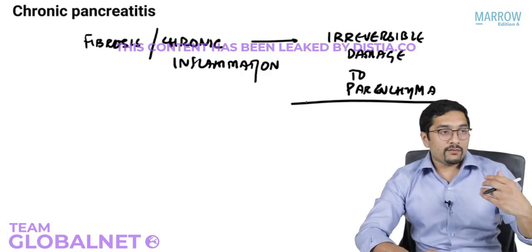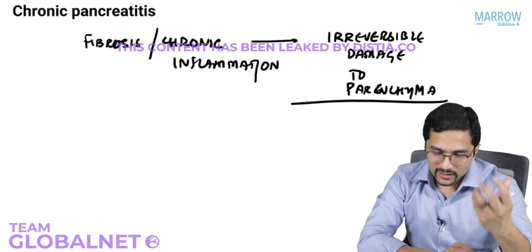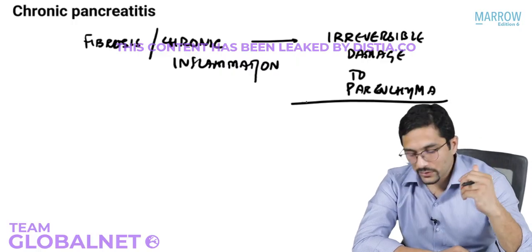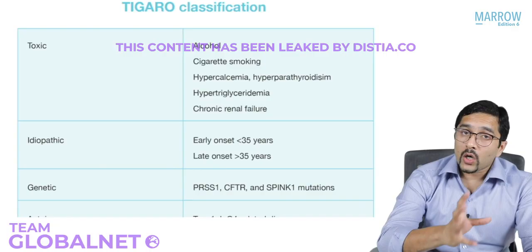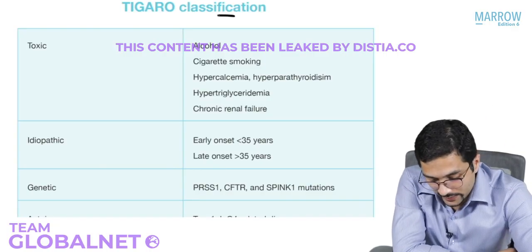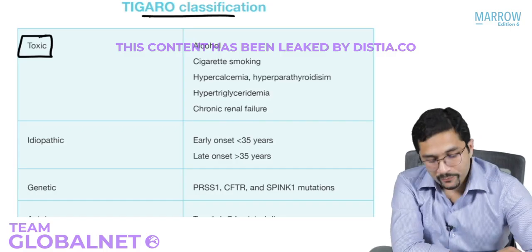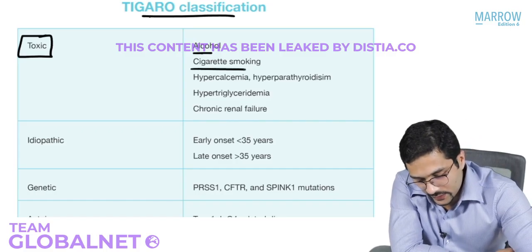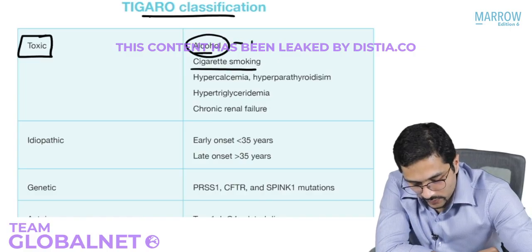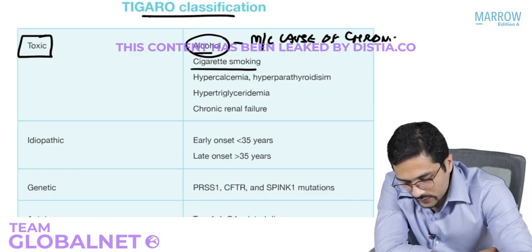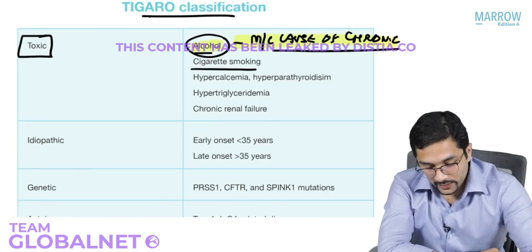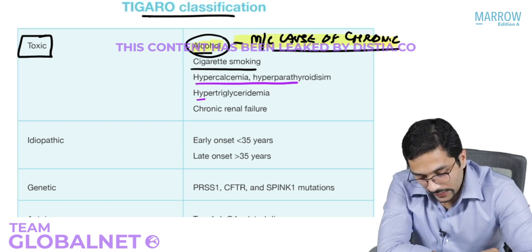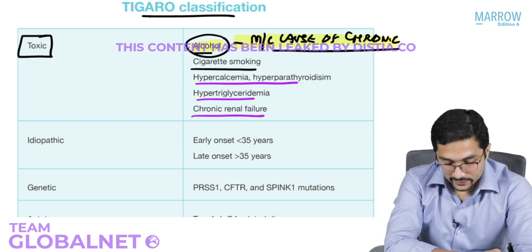Now this can either occur after one episode or in some patients usually multiple episodes of acute pancreatitis give rise to this condition. There is a TIGAR-O classification with which you can remember the causes of chronic pancreatitis. So the TIGAR-O classification, T is for toxins. These toxins can be alcohol, cigarette smoking, and we should know that alcohol is the most common cause of chronic pancreatitis. Alcohol was the second most common cause of acute pancreatitis, but it is the most common cause of chronic pancreatitis. There can be cigarette smoking, hypercalcemia or hyperparathyroidism, hypertriglyceridemia, and chronic renal failure.